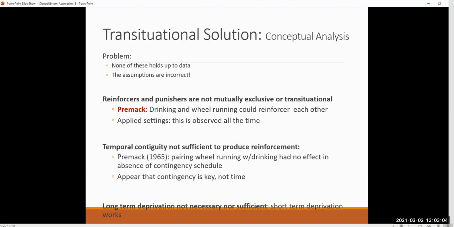And Premack didn't specifically address this, but I'll tell you that long-term deprivation is not necessary nor sufficient, that short-term deprivation can work. And Premack indeed himself used short-term deprivation rather than long-term deprivation, that you only had to be deprived of the item very briefly in order for it to work. And in our final model, we'll see that we don't even have to do much more than a momentary deprivation.